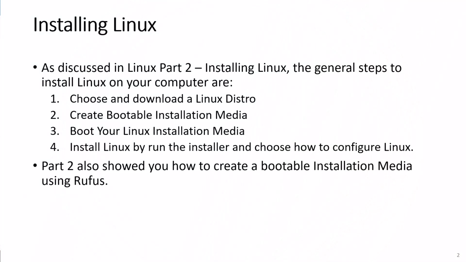As discussed in Linux Part 2, Installing Linux, the general steps to install Linux on the computer are: choose and download a Linux distro, create bootable installation media, boot your Linux installation media, install Linux by running the installer, and choose how to configure Linux. Part 2 also showed you how to create a bootable installation media using Rufus.